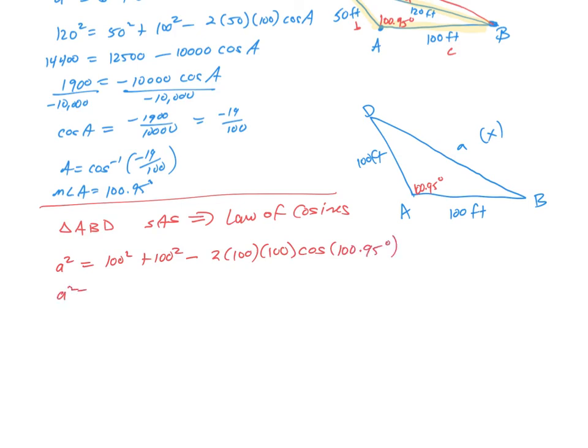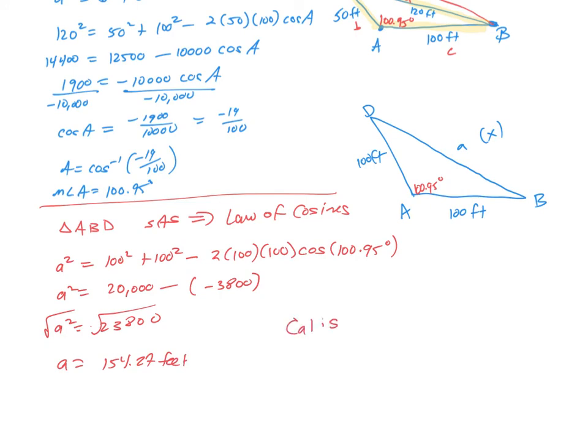If you enter this in your calculator, you get 100 squared plus 100 squared is 20,000, minus 2 times 100 times 100 times cosine 100.95, which turns out to be negative 3,800. So a squared is equal to 23,800. And then we take the square root of both sides and we get a is equal to 154.27 feet. So we can conclude that Cal is 154.27 feet from his bicycle.